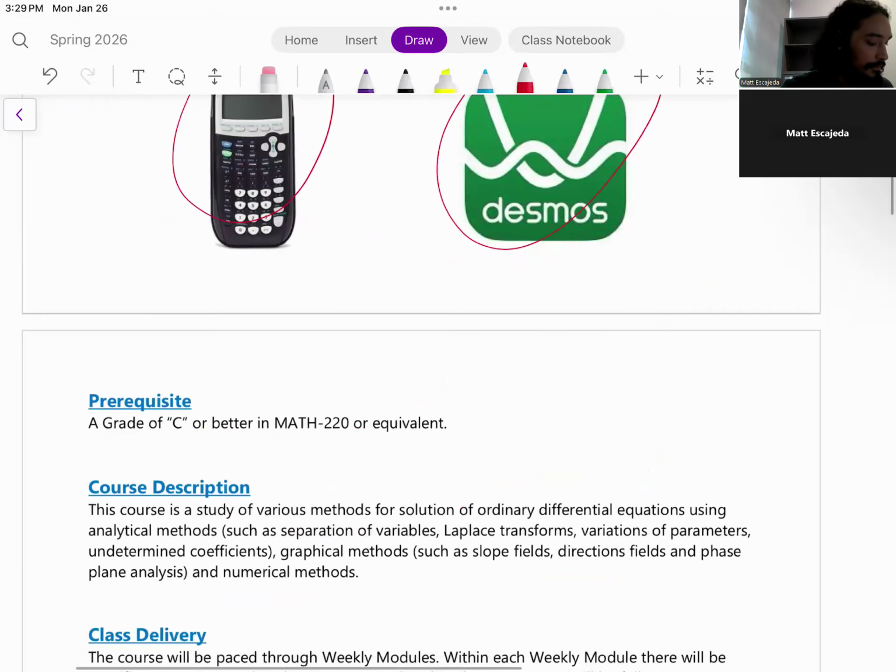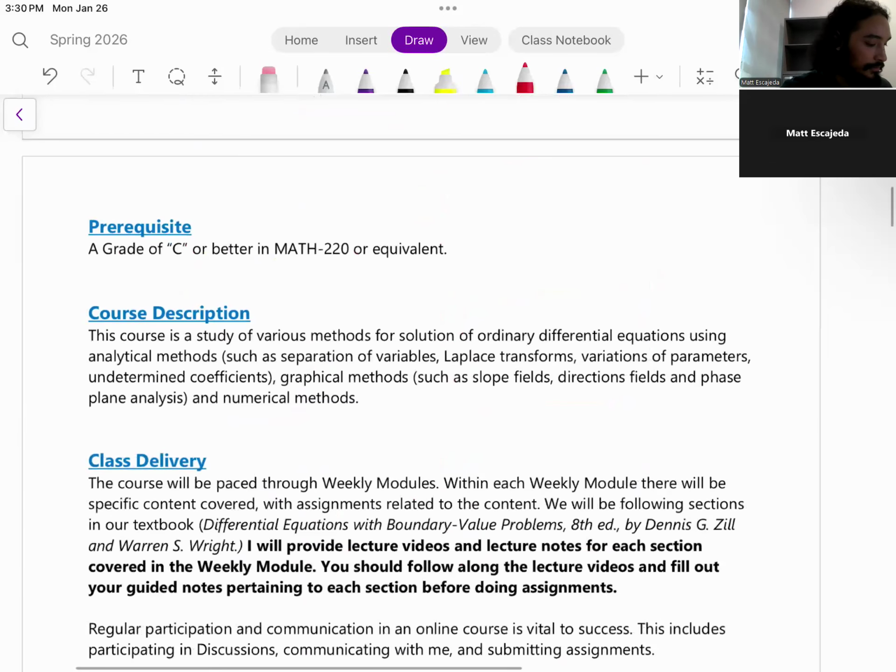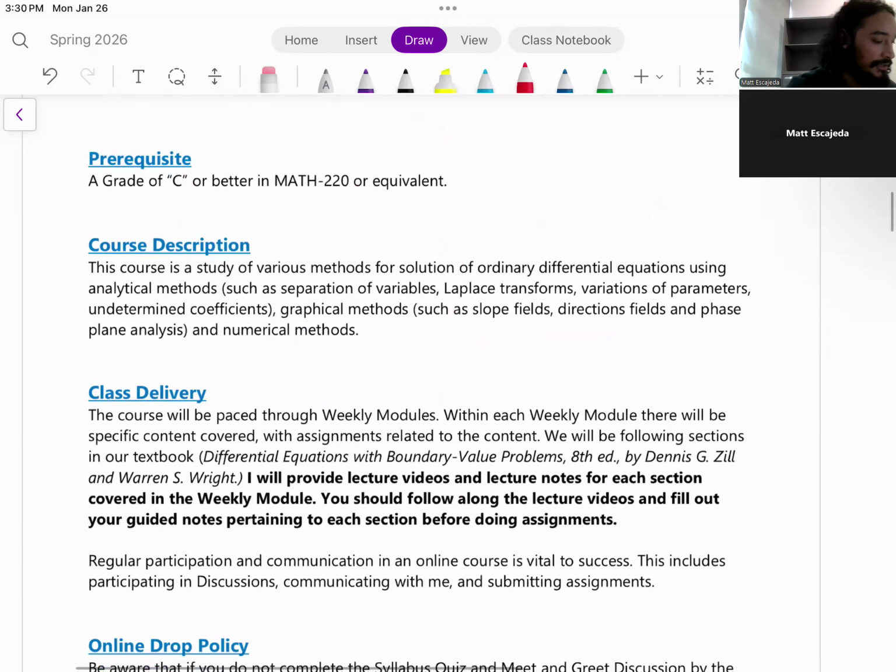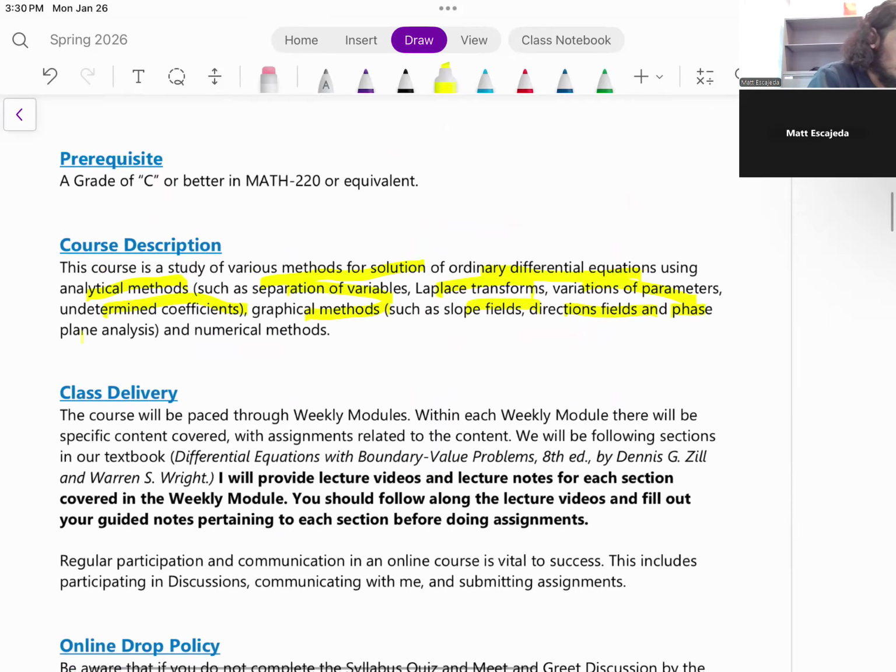So, course description: this is a study of various methods of solution to ordinary differential equations using analytical methods. So, separation of variables, Laplace, variation of parameters, undetermined coefficients, graphical methods, slope fields, direction fields, phase plane analysis, and a numerical method. Okay.